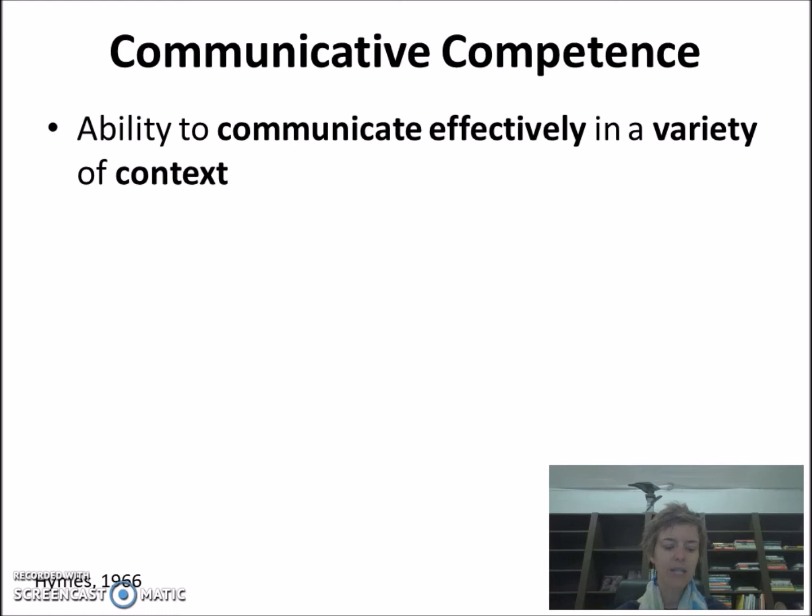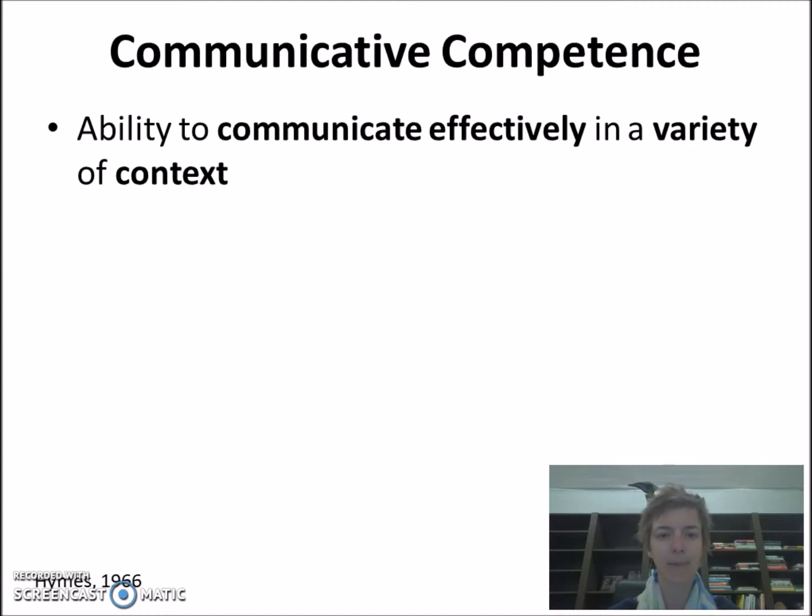The third approach to teaching grammar can be called the communicative competence approach. And communicative competence is the ability to use language effectively to communicate in a variety of contexts. And grammar is important in this approach because it can enhance or impair our ability to communicate our message.